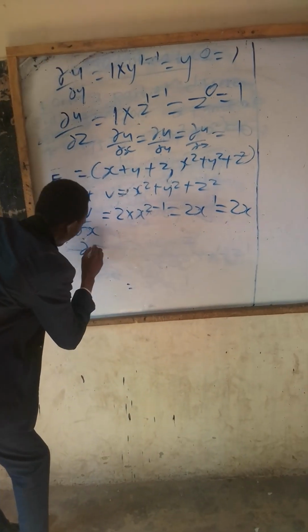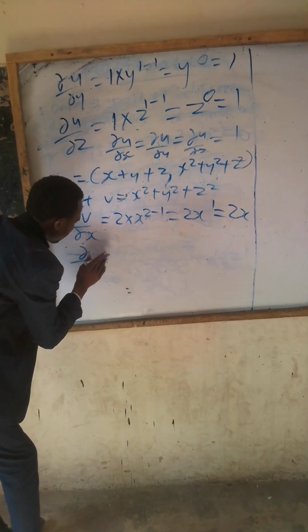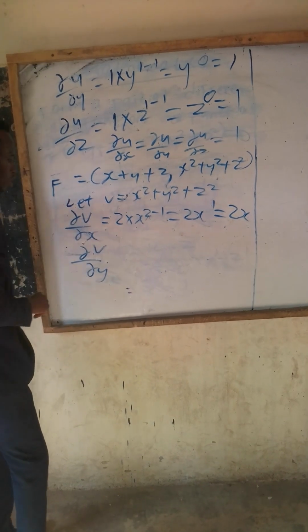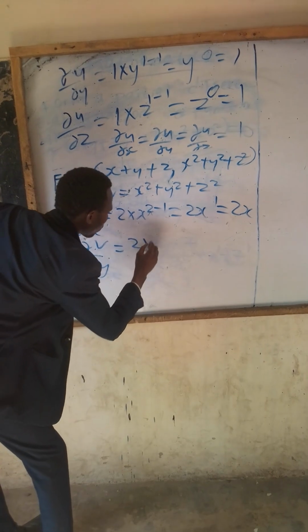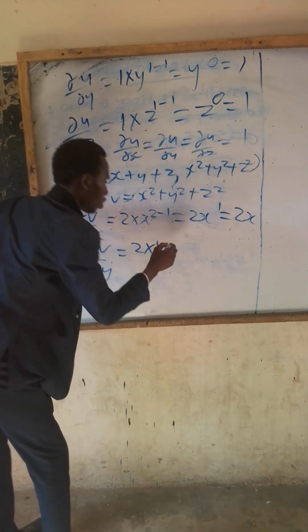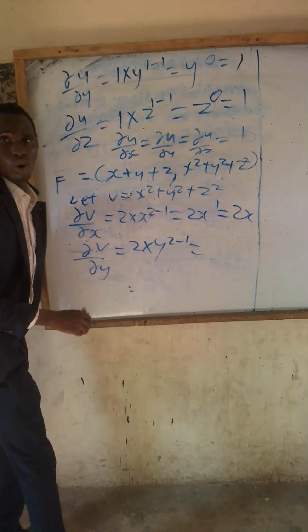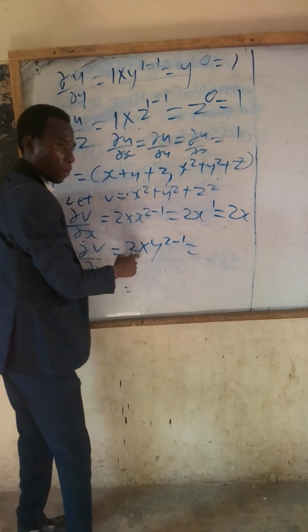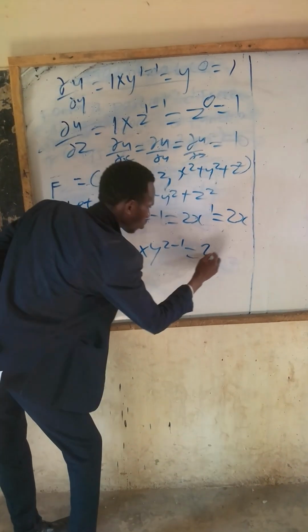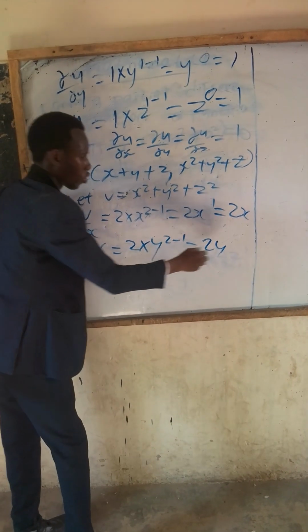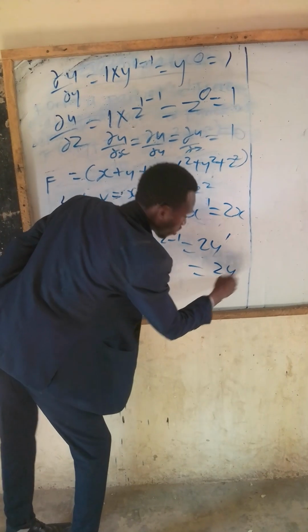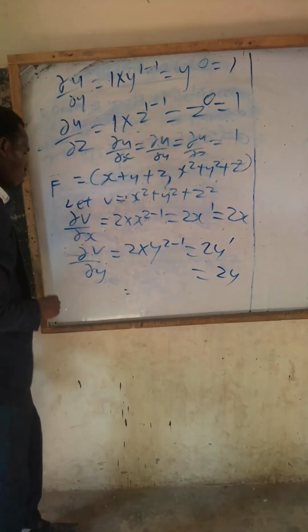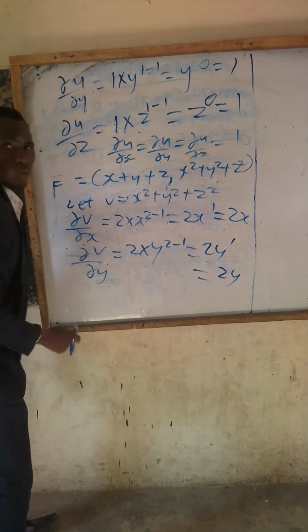Now we have the partial differentiation of v with respect to y, which is dv/dy. We have 2 multiplied by y raised to power 2 minus 1, which is equal to 2 multiplied by y, which is 2y. 2 minus 1 is 1. You're going to agree with me that this one is equal to 2y.